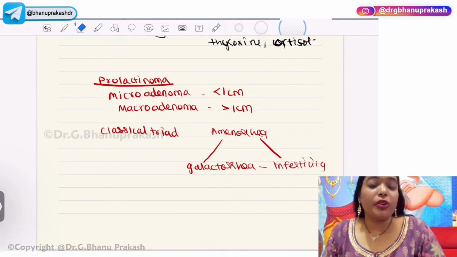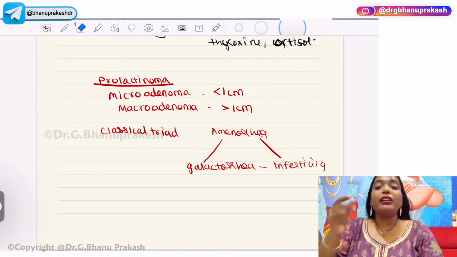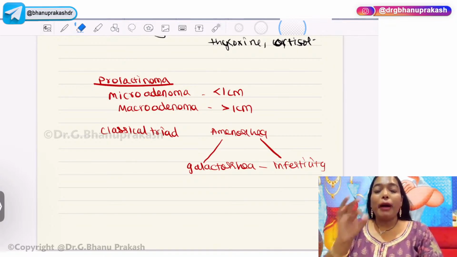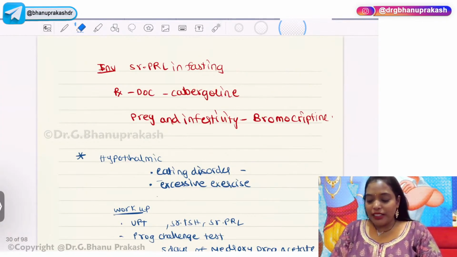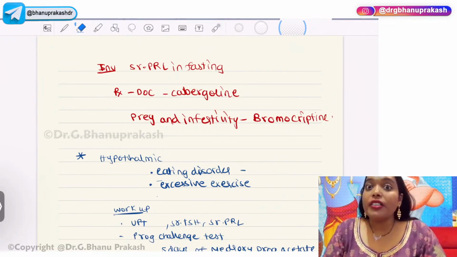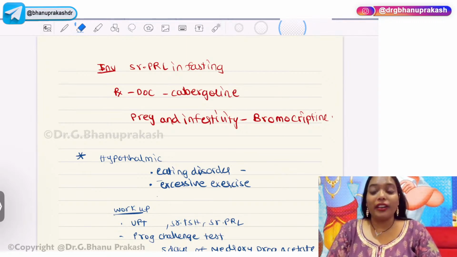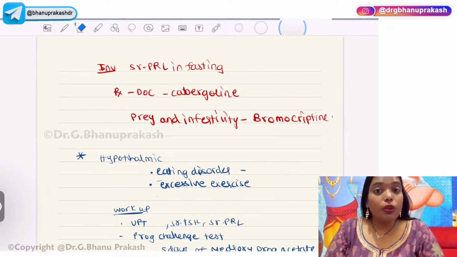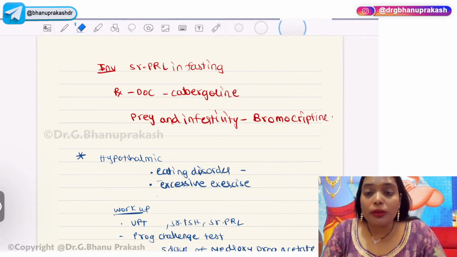When you have a macroadenoma, it can press on the optic chiasma and cause bitemporal hemianopia, right? Pressure symptoms like headache. So check the serum prolactin in fasting state. If it is more than 30, first rule out hypothyroidism. And if it is more than 150 to 200, rule out prolactinoma. Drug of choice is cabergoline.